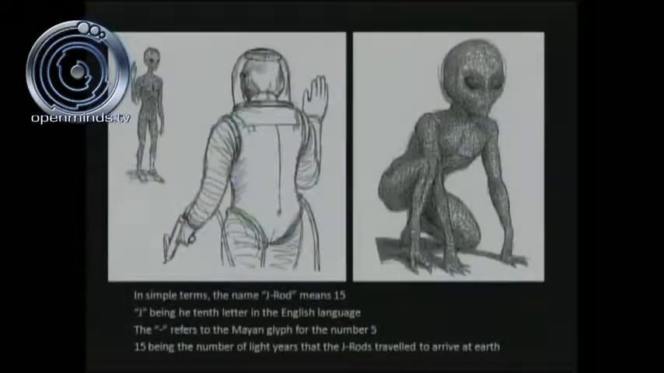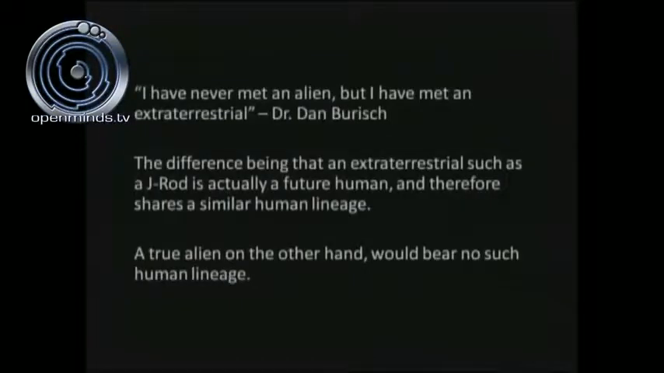Now, what in the world does J-rod mean? I mean, we've heard this before. In its simplest terms, J-rod means 15 because J on the computer keyboard is the 10th letter in the English language. The dash or rod was symbolic of the Mayan glyph that indicated the number 5. So you put those together, you get 15. That's also symbolic because he traveled from 15 light years away to get to Earth. So that's the definition of J-rod and how he got his name.